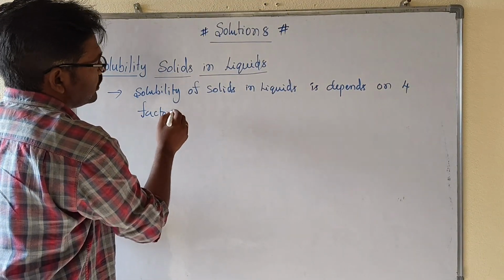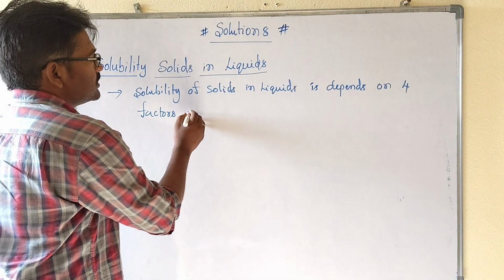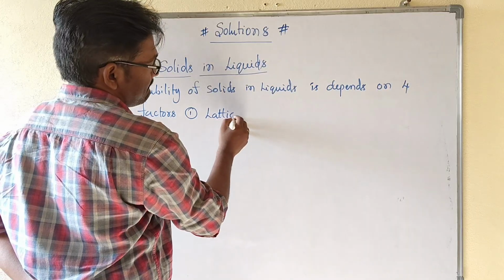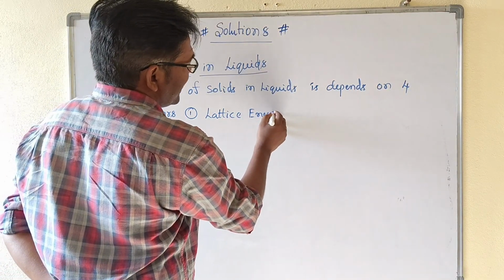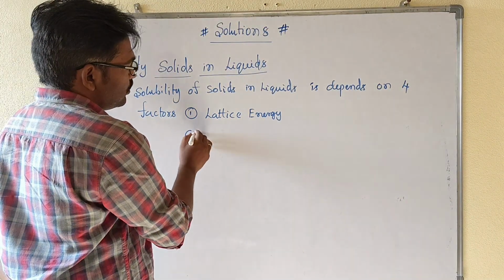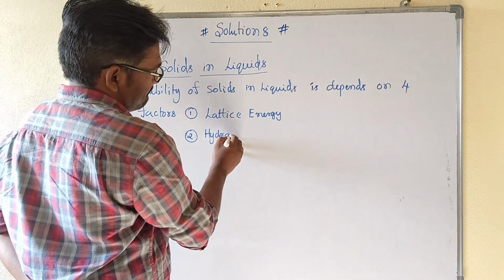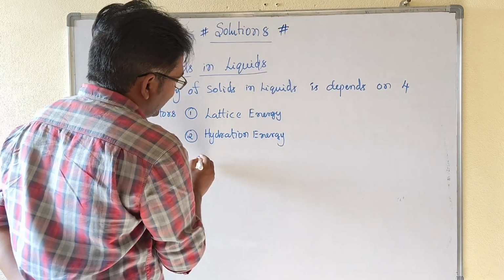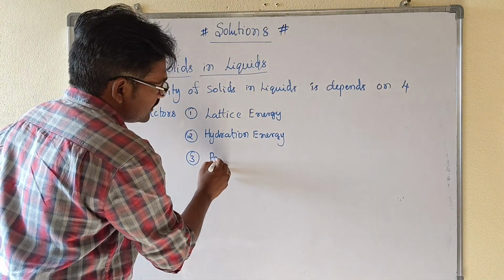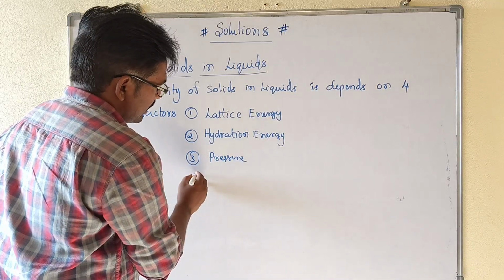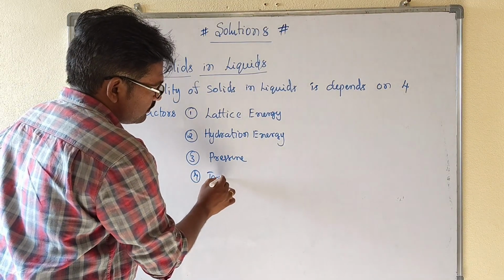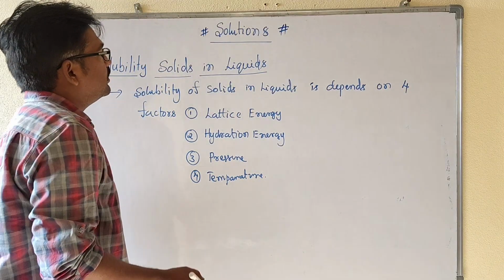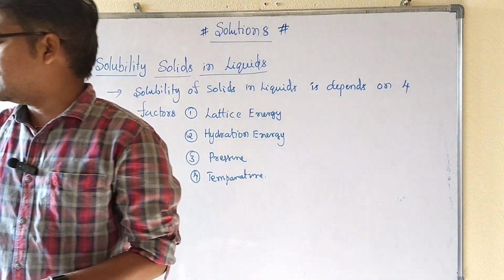What are the factors that we have to discuss? One is lattice energy, or lattice enthalpy we call. Then one more, hydration energy. Then next one, pressure, and the fourth one, temperature. These are the factors affecting the solubility of solids in liquids.